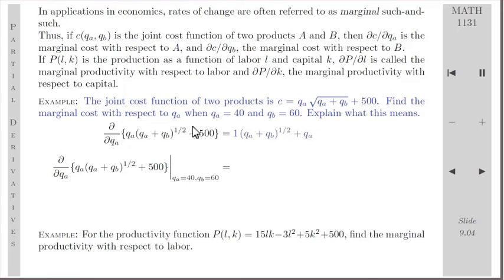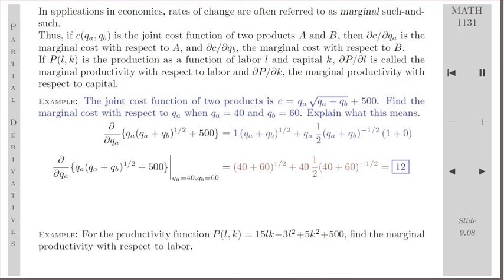Since I have a power of an expression, I have to use the chain rule in combination with the power rule. First, I differentiate for the exponent which is outside. So I get 1/2 times the expression inside the parentheses to the power 1/2 minus 1, and 1/2 minus 1 is negative 1/2, times the derivative of the inside. The inside is QA plus QB. Its derivative is 1 plus 0, since I'm differentiating with respect to QA and I treat QB as if it's a constant. To find the marginal cost when QA is 40 and QB is 60, I just plug those numbers in for QA and QB respectively and calculate, which comes out to be 12.